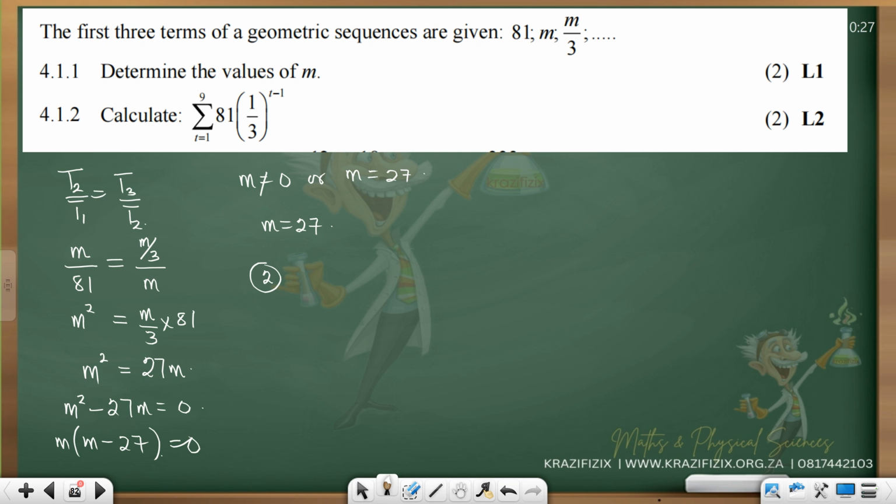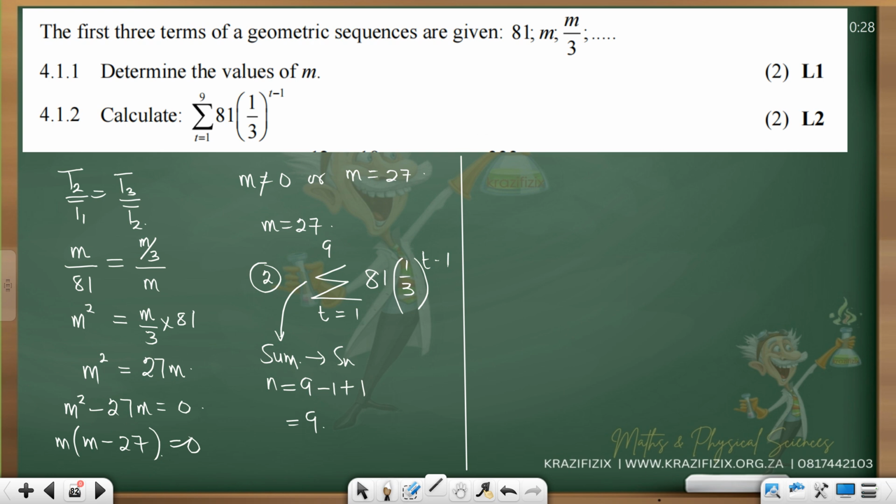Number 2, again, T equals 1, 9, 81, 1 over 3, T minus 1. I know it is sum. Beautiful. How many terms? So I know I'm dealing with Sn. Top minus bottom plus 1. I have 9. What type of sequence? I know it's geometric already.